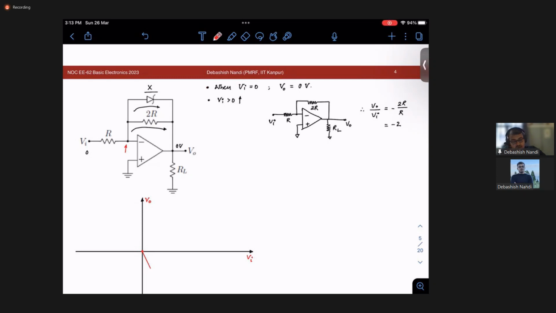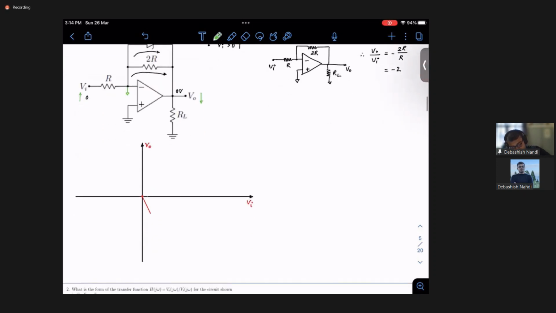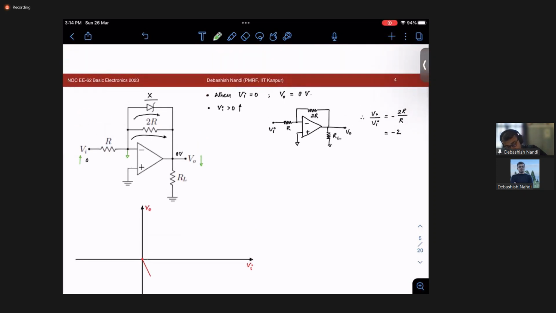So the voltage across your diode will start to rise, right? Or you can say in this manner, let us make this point grounded, and as my input voltage starts increasing, my V naught will start decreasing because it is a negative gain, right? For 1 volt of Vi in this region, I will have minus 2 volt of V naught, right? So the voltage across the diode is increasing, means the diode is getting into forward bias, right?